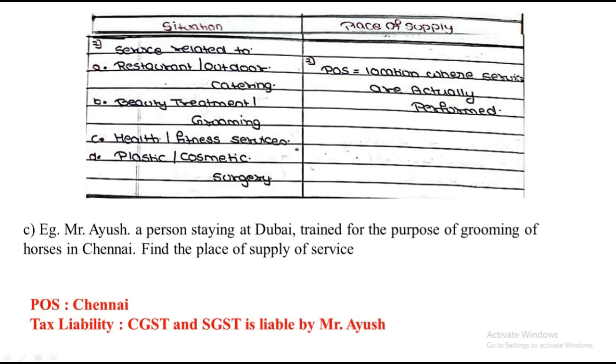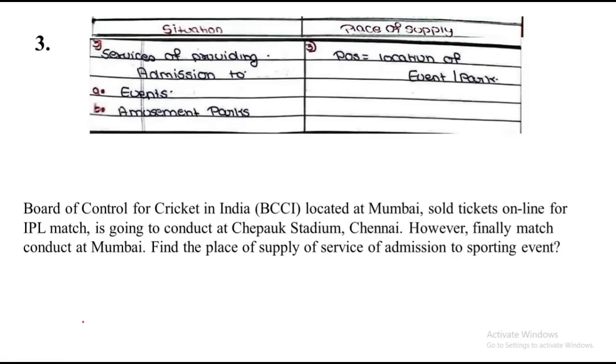Okay, this was your second situation. Now we jump to the next one. I hope everyone has understood till here. The next is service of providing admission to any events or amusement park. When any service is provided for admission to these places, your place of supply will always be the location of the event or the park.